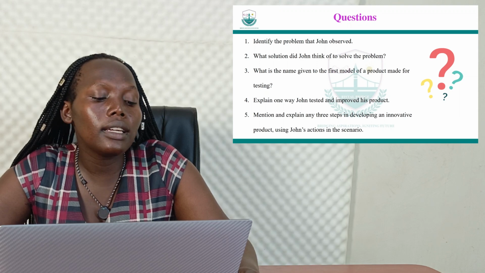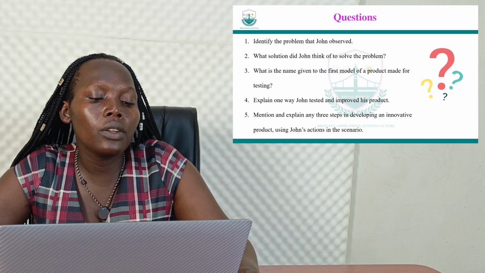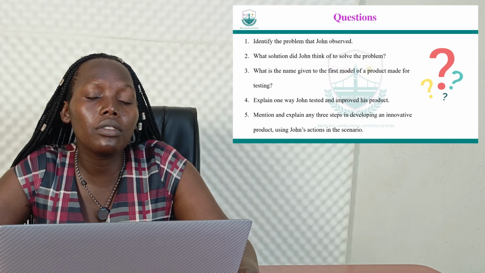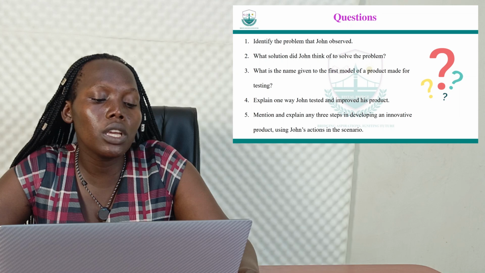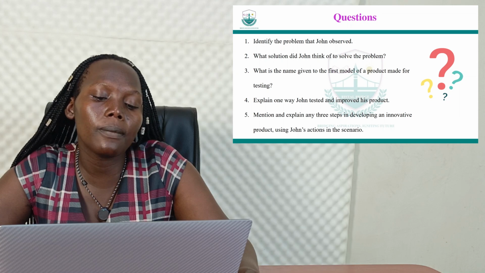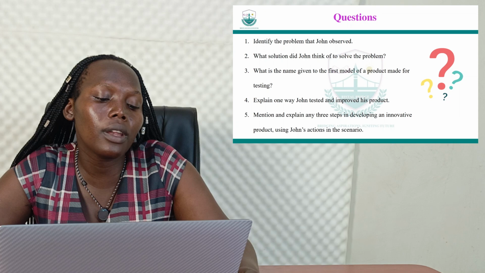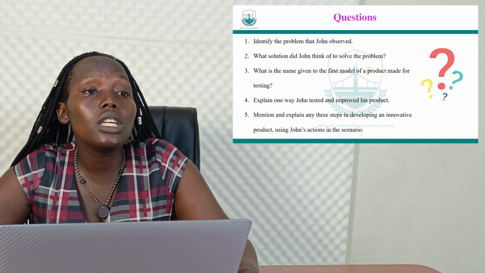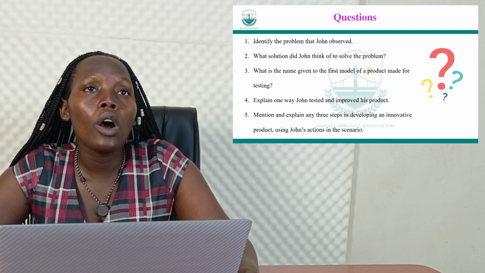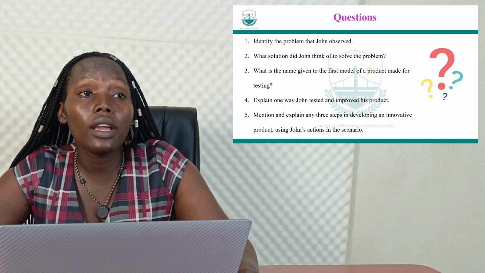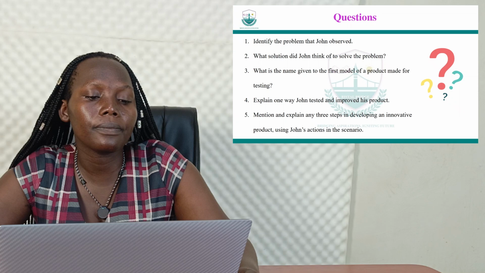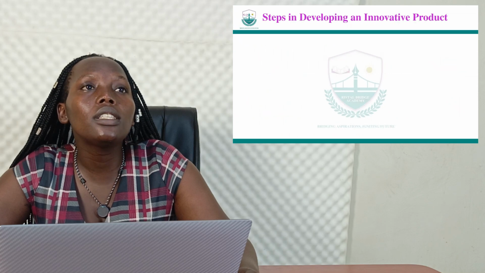Step number 1, we need to identify a problem. When you identify a problem, you need to think of a solution. After thinking of the solution, you need to use the available materials. After using the available resources, you need to create a model. So let's look at these steps one by one.